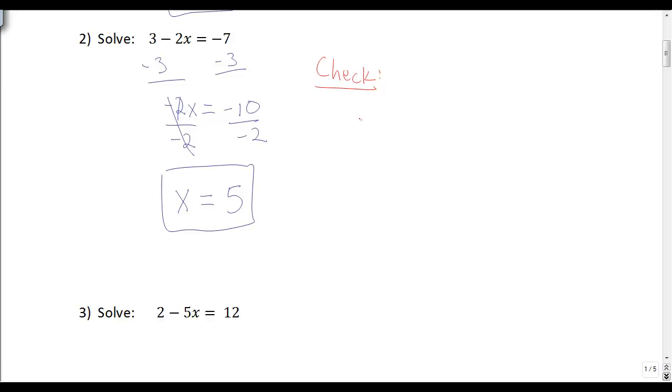And if you wanted to check this, what you could do is say 3 minus 2 times 5 for x. Let's see, that's 3 minus 2 times 5. We have to do the multiplication before the subtraction. Order of operations says 2 times 5 is 10. 3 minus 10 gives us the negative 7, which is what we were expecting. This checks out.